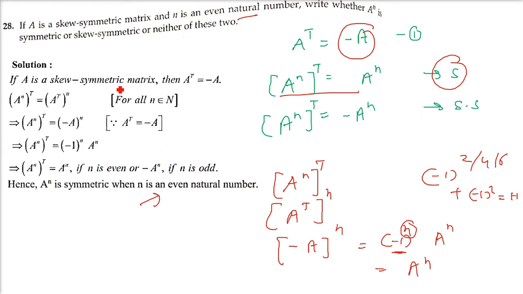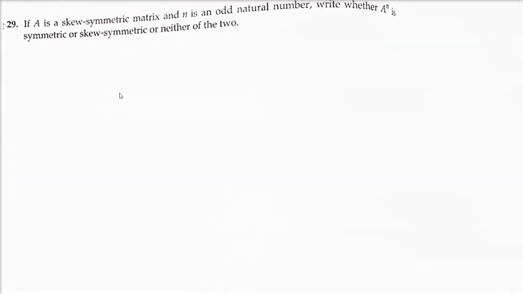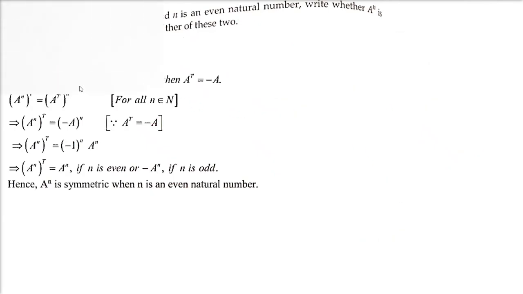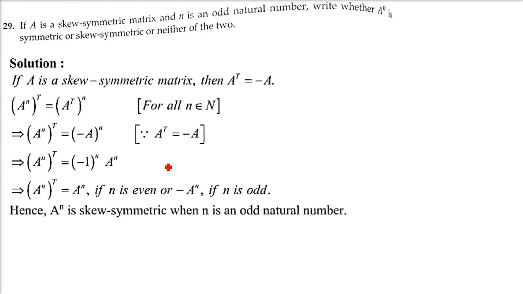Okay. Same thing in this question as I just told you. This is given as an odd natural number. So I told you that if n comes even, it will be a symmetric matrix. But if n is odd, it will give us a negative number, so it will be skew symmetric. Same thing you have to do, right? Only thing is minus 1 raised n. Because n is odd, it is always negative and it is a skew symmetric matrix.